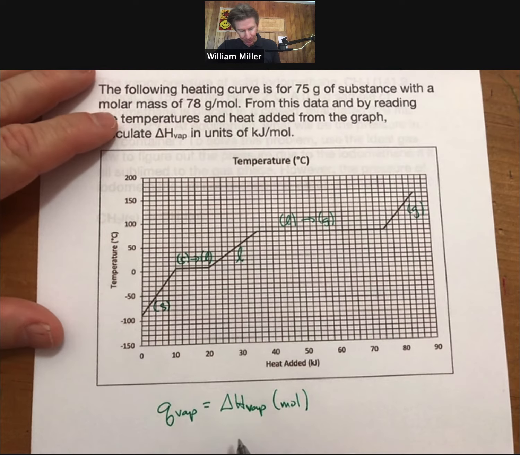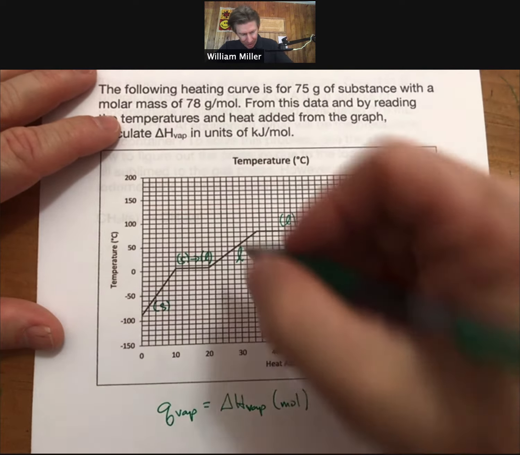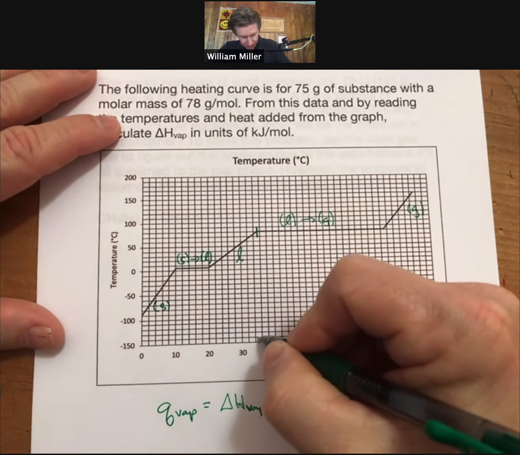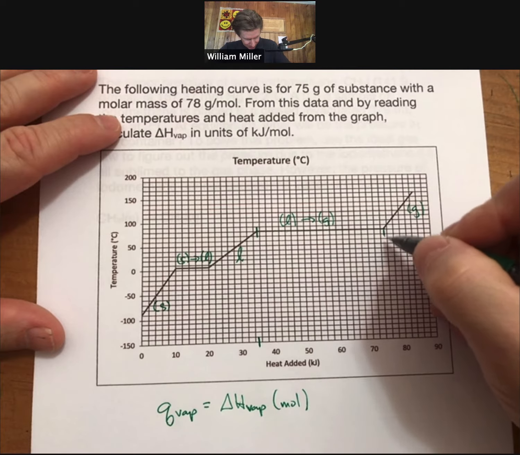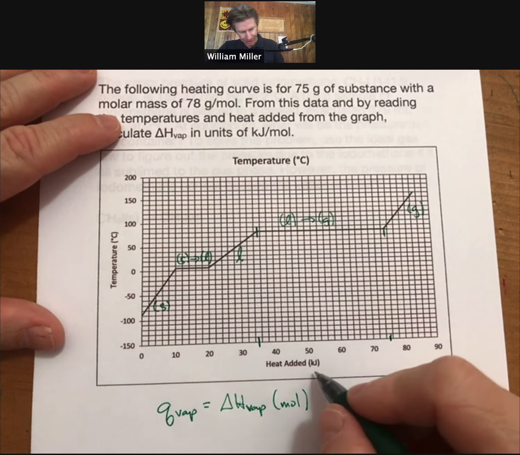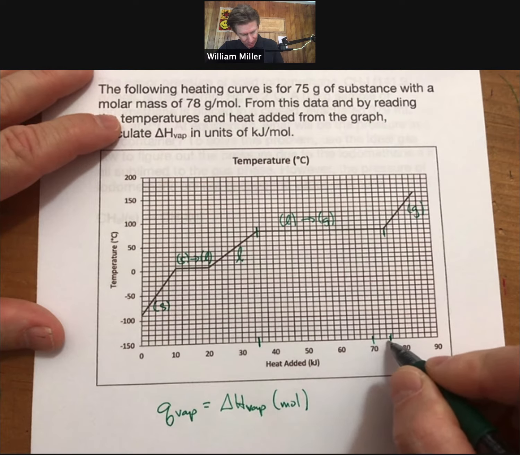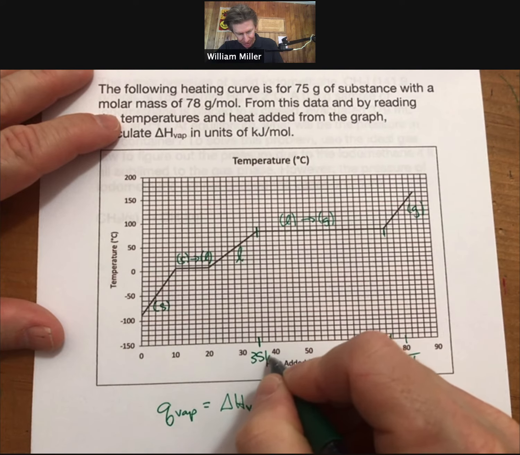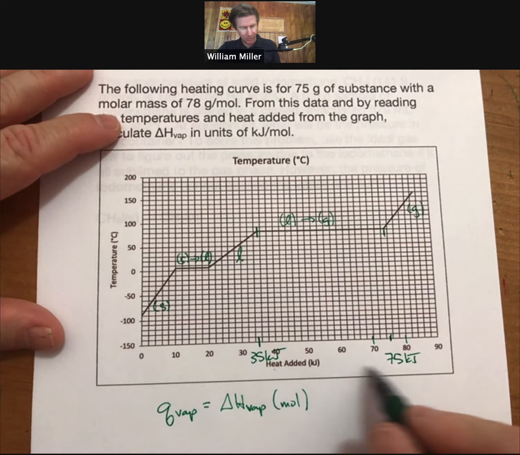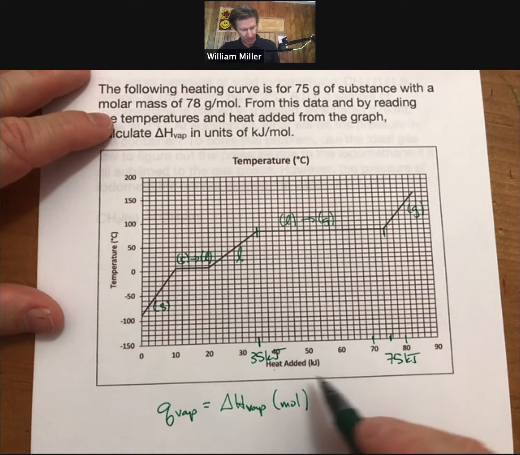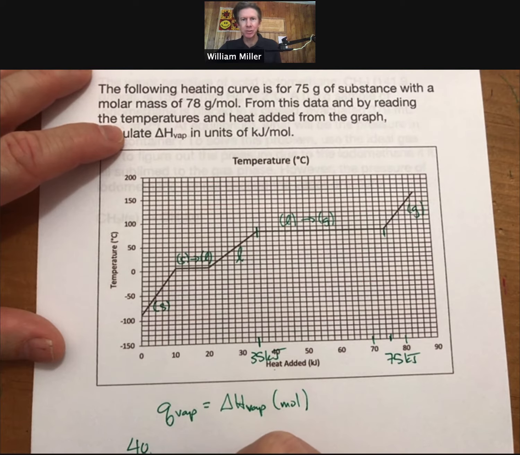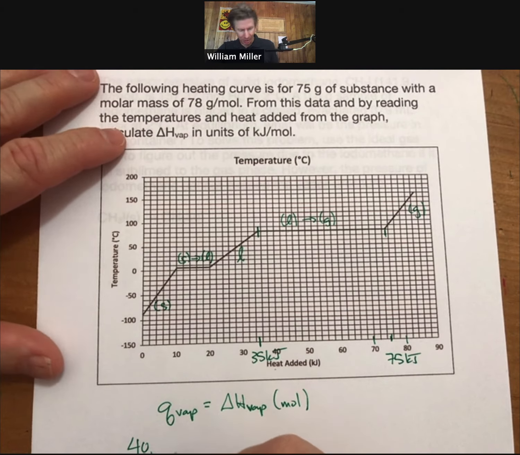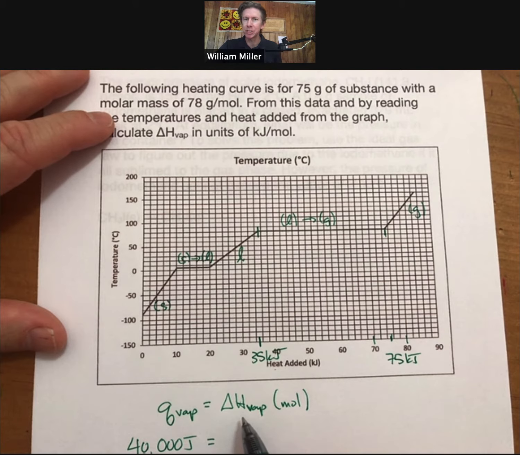So now what we need to do is, Q is our amount of heat. Our amount of heat is going to be read off of our x-axis. And this is in kilojoules, and I'm getting about 75 kilojoules here at the end point and about 35 kilojoules here. So the amount of energy added for the vaporization was 40 kilojoules. And as you know, I'm a joule man, so I'm going to put everything in joules. That's 40,000 joules. Oh, I guess we can leave it in kilojoules because we're going to do delta H here.